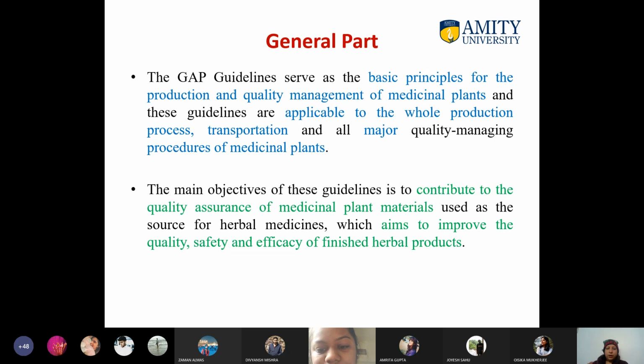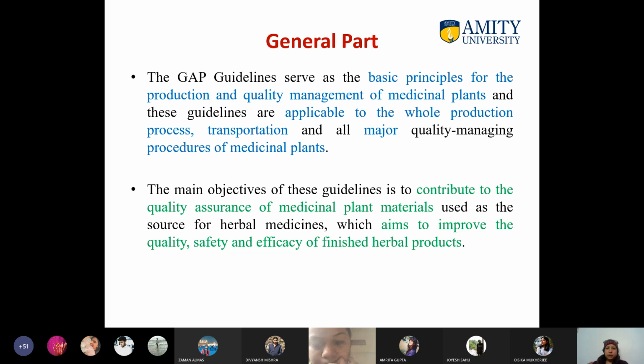So why is it necessary to follow these GAP guidelines? Because these are actually the assurance which is given to the customers, if these guidelines are being followed properly, that the herbal medicine prepared according to these guidelines has better quality, safety, and efficacy. They have a good efficacy of whatever finished herbal products we get. So these are the basic guidelines which are required to be followed while doing the production, cultivation, and even the quality management of the medicinal plants.